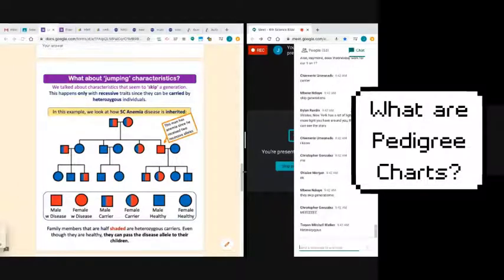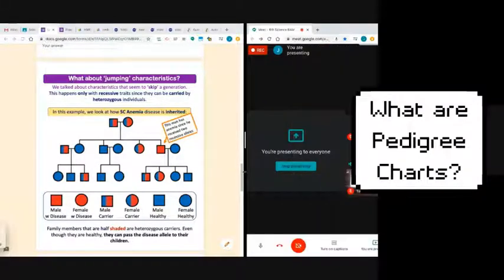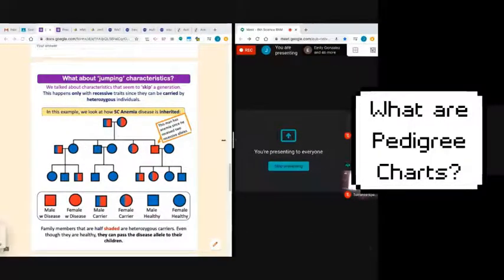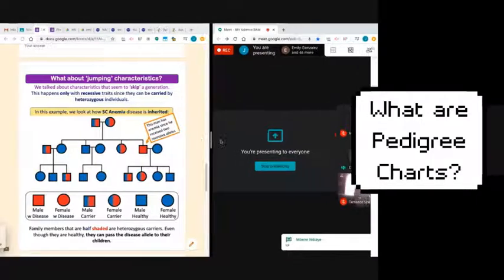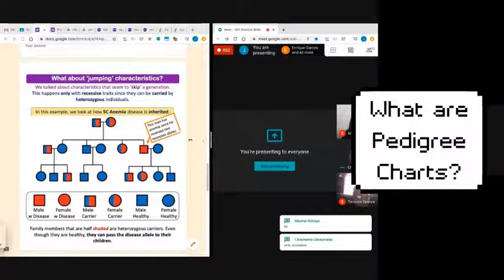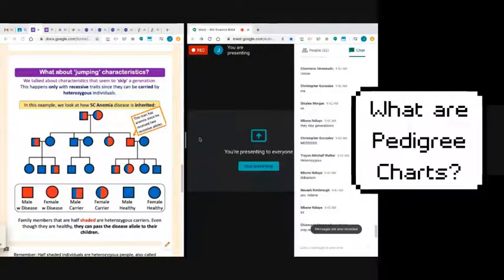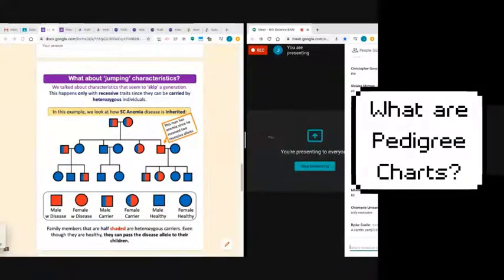Thank you, Ben. So what I remember about skipping generations is that it's either carried by probably a heterozygous or maybe a recessive allele, or it could be like a recessive trait maybe. Or if not those, it just means that it's being carried by one of those. But yeah, I feel like it's mostly being carried by a recessive trait. Yes, thank you. That was amazing.